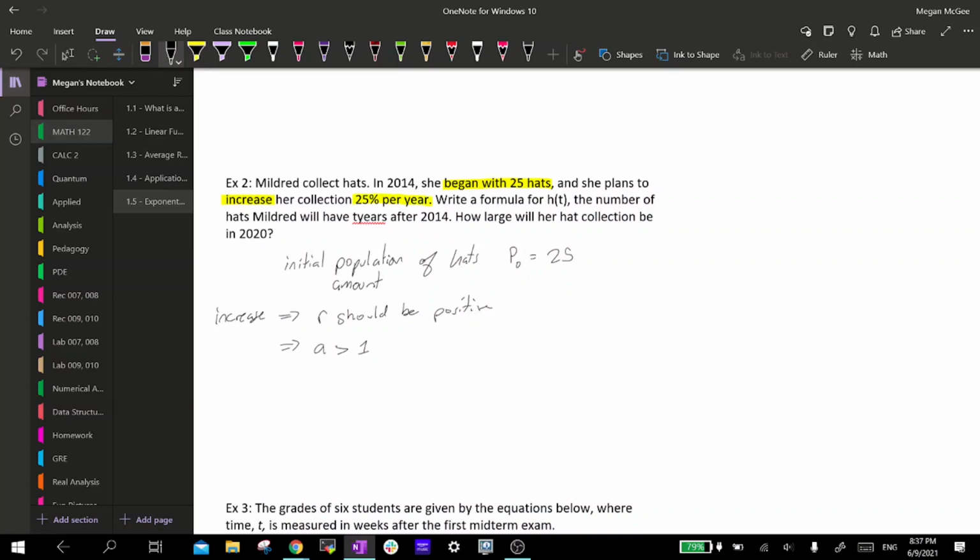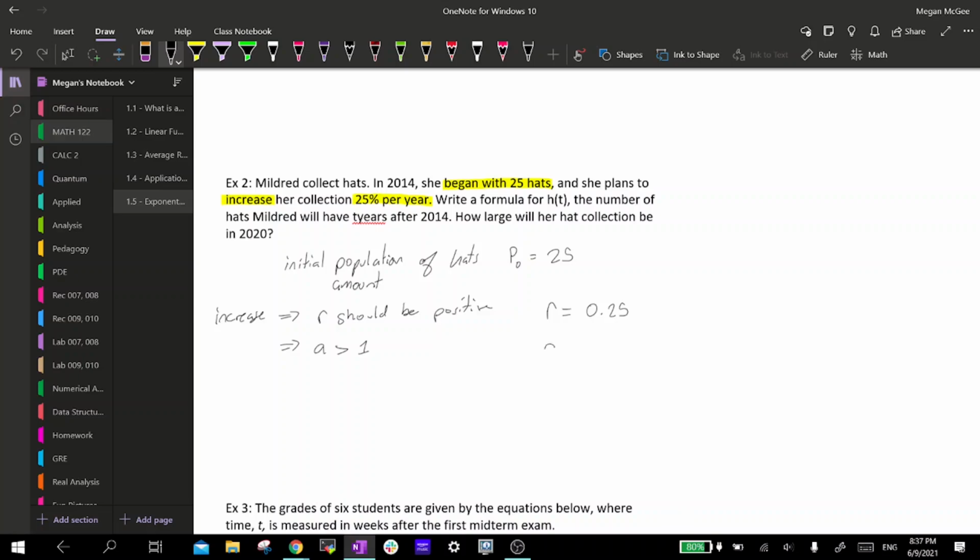Her collection by 25% per year. So 25%, that is the rate. So R is equal to, but we don't write it in terms of percent, we write it in terms of a decimal. So 25% is 0.25. So we have all of the necessary information.